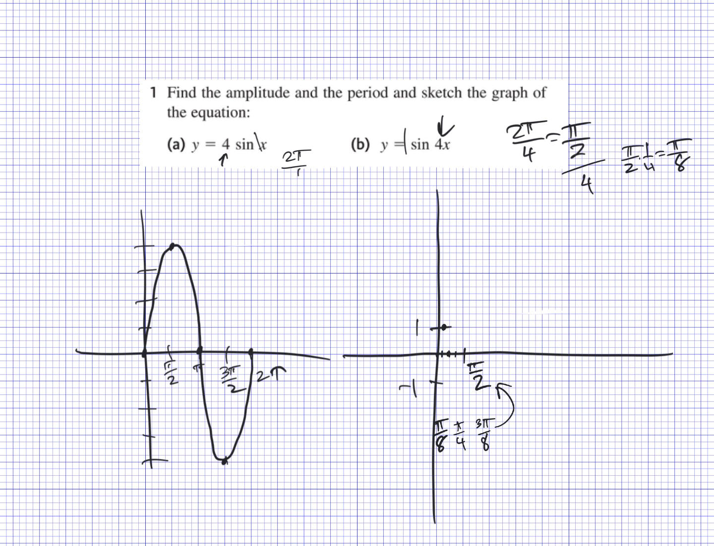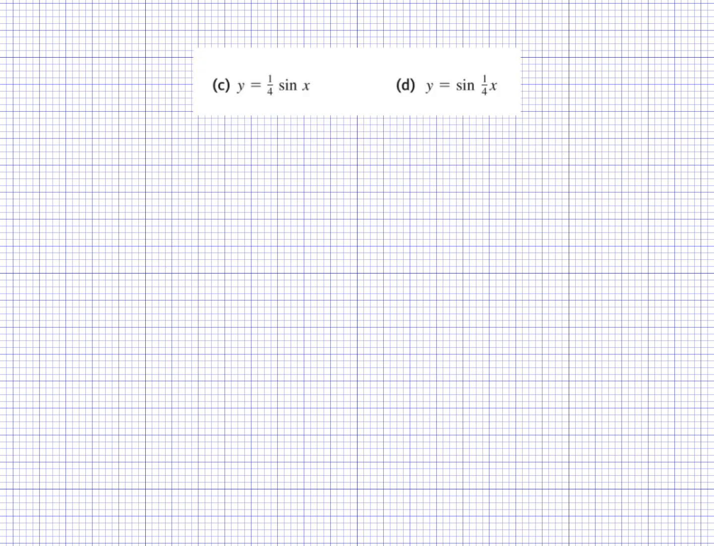At pi over 4, we're back at the x-axis. At 3 pi over 8, we're at negative 1. And then back up. So this is what the 4 does in different positions. The 4 as amplitude stretches it up. The 4 as part of our period shrinks it. So let's move on.